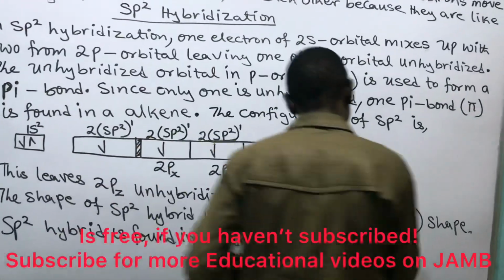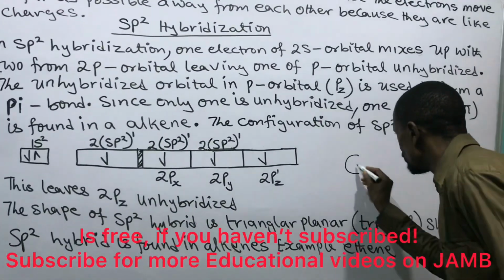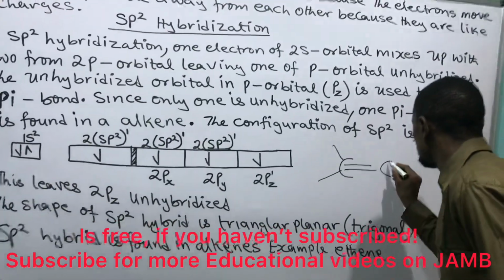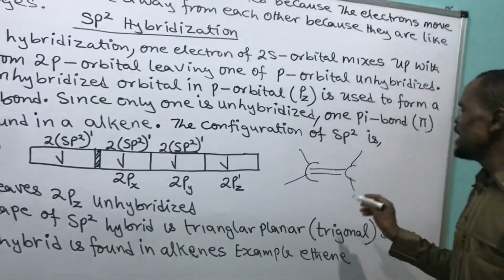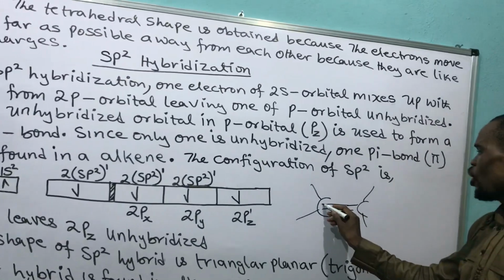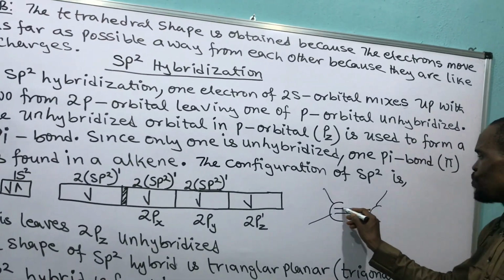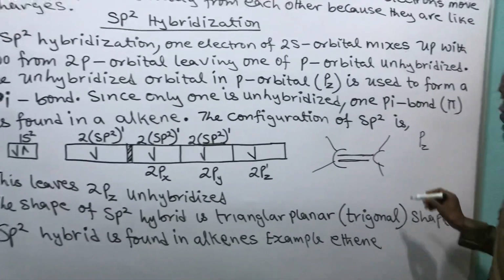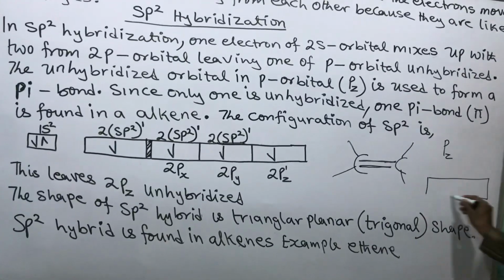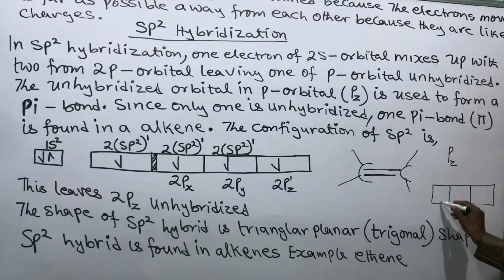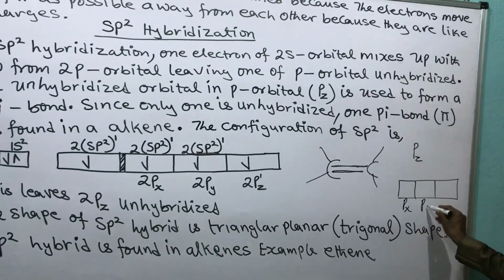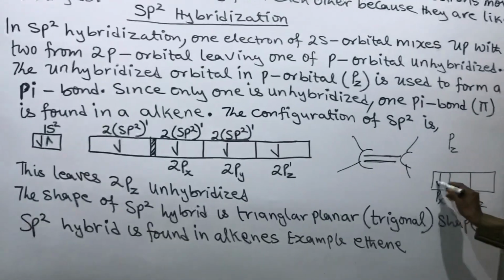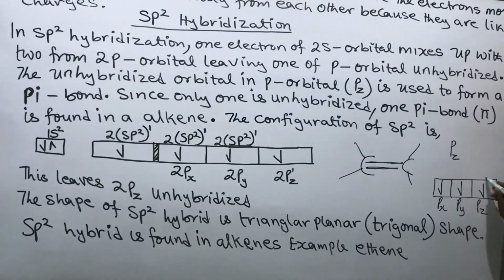Can we see this example? If I have an alkene, look at the double bond. This pi bond is formed by the unhybridized electron in the p orbital, the one that is supposed to complete the 2pz. You remember that we have these orbitals, this is 2px, this is 2py, and this one is 2pz.